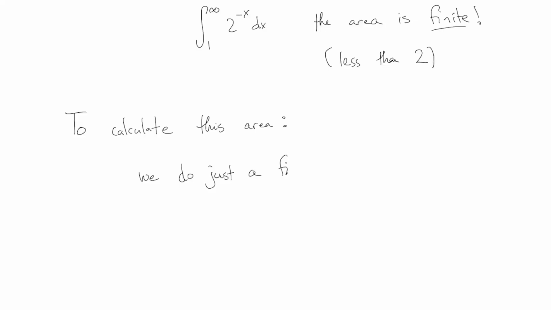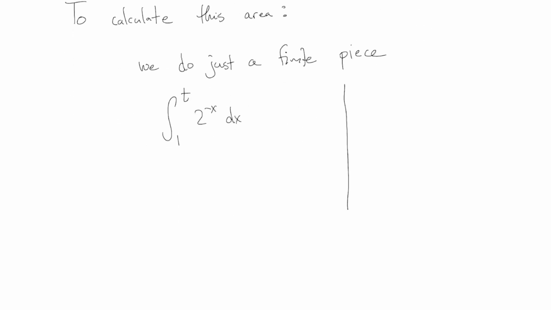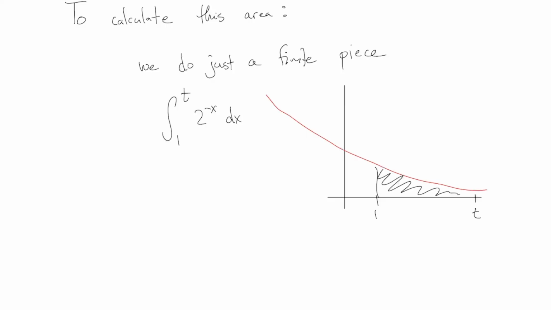We do just a finite piece, by which I mean you choose some upper limit for the integral. The true integral that we're interested in goes all the way out to infinity, but that, of course, is not something we can handle directly. So instead, we just do a finite piece. When I say 1 up to t, I'm drawing the same function here. That means you go from 1 here, and then you go maybe really far out, but not all the way, right?